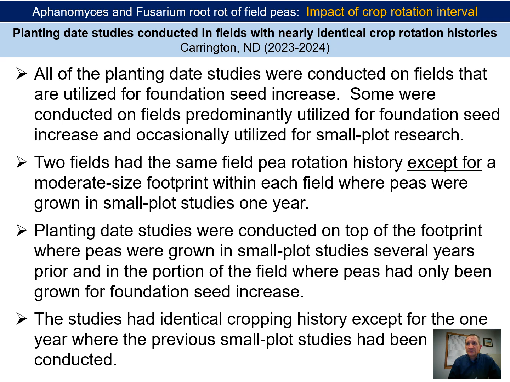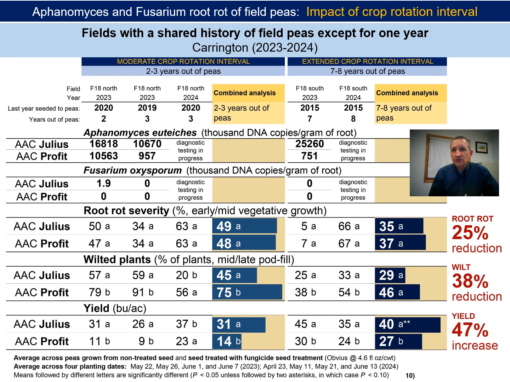Okay, and so let's look at the results. Here you have a field that we call field 18. On the left side, we planted on top of the footprint of a previous small plot study where we had grown peas. In this case, we're just 2 to 3 years out of peas.